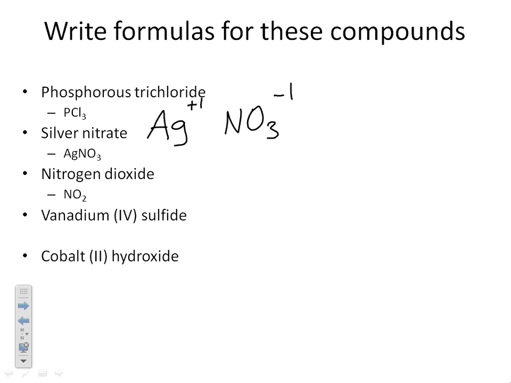Next up, vanadium(IV) sulfide. First question, ionic or covalent, metal and nonmetal or two nonmetals? Well, even if you didn't know that vanadium is a metal, the Roman numeral should be a major tip-off because we only use Roman numerals for metals that have more than one charge. We do not use Roman numerals for nonmetals. If there is a Roman numeral in the name, you know you are dealing with an ionic compound.